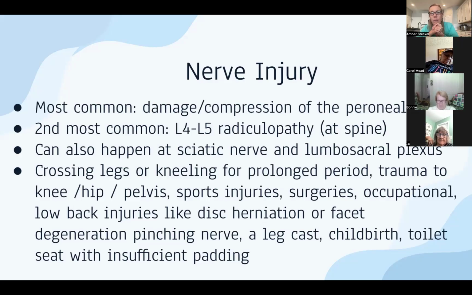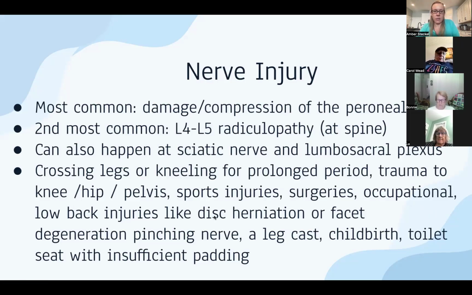I do have a family member that they didn't get foot drop. They got the opposite of foot drop. So they can pick their foot up, but they can't raise on that toe. And that was from a low back surgery. So that could happen.